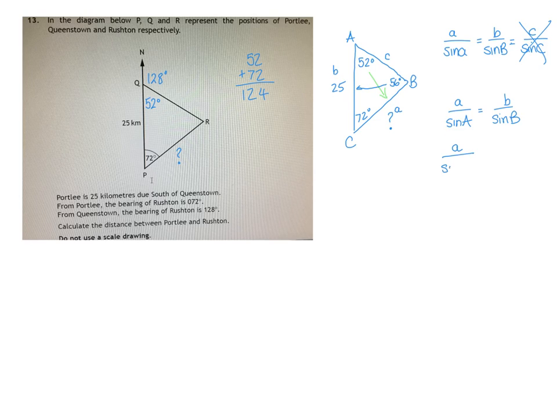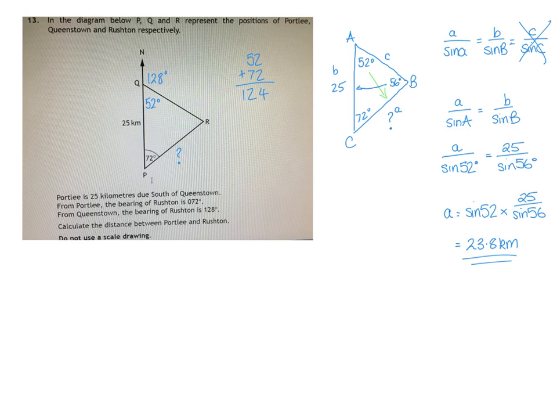We've got sine A, so it's going to be the sine of 52 equals b, which is 25, over the sine of 56. So to find a, we have to times by sine of 52 to get rid of that because it's on the bottom of the fraction, so we multiply. So we have sine 52 times 25 over the sine of 56. Put it into our calculators and we get that that side there is 23.8 and it's going to be kilometres.